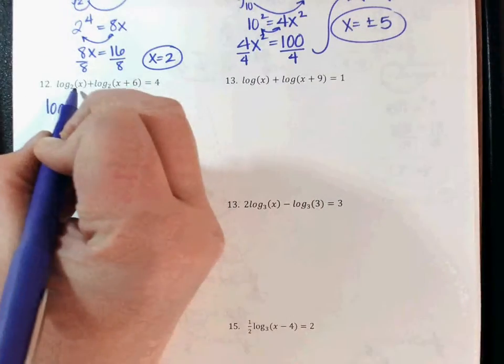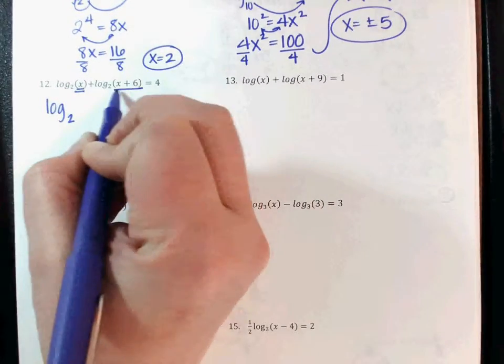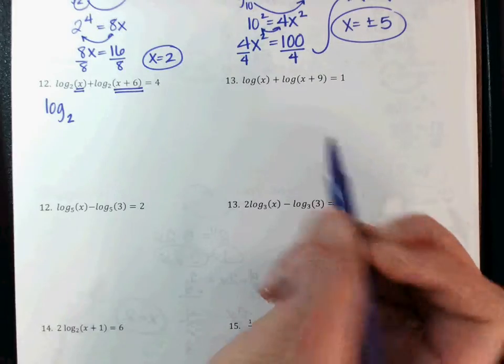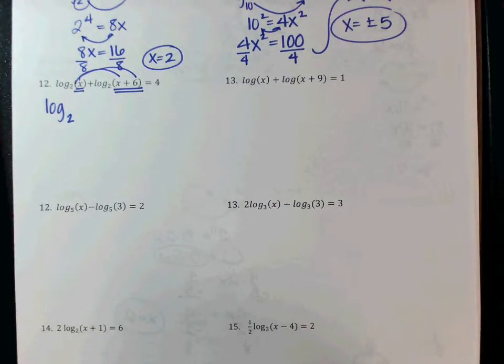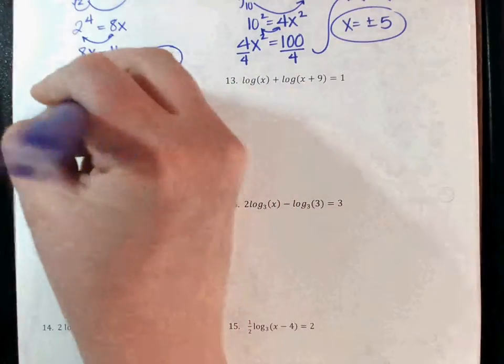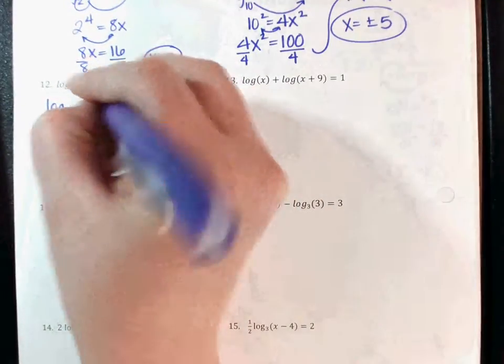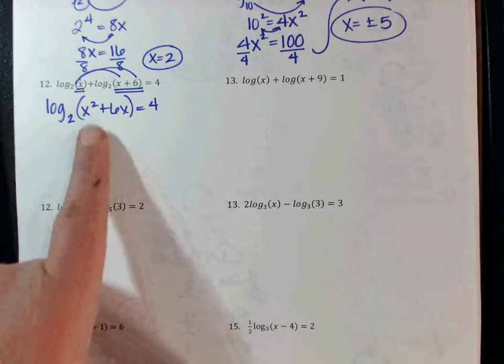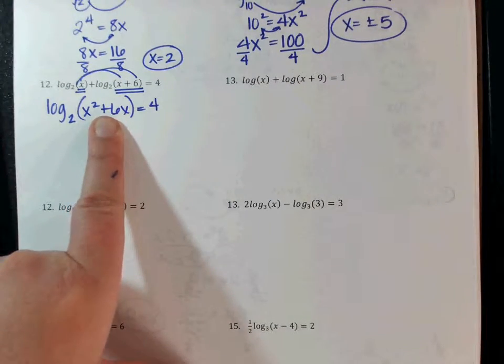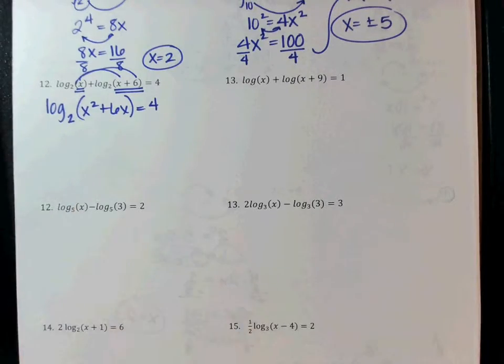Okay, so when I do x times x plus 6, what are you going to have to do? Distribute. So it's not just going to be an x, it's going to be an x squared and then a 6x. Okay, and then on the other side, I still have my 4. But as soon as you see this, you should be thinking in your head, you're going to end up having to t-chart that.